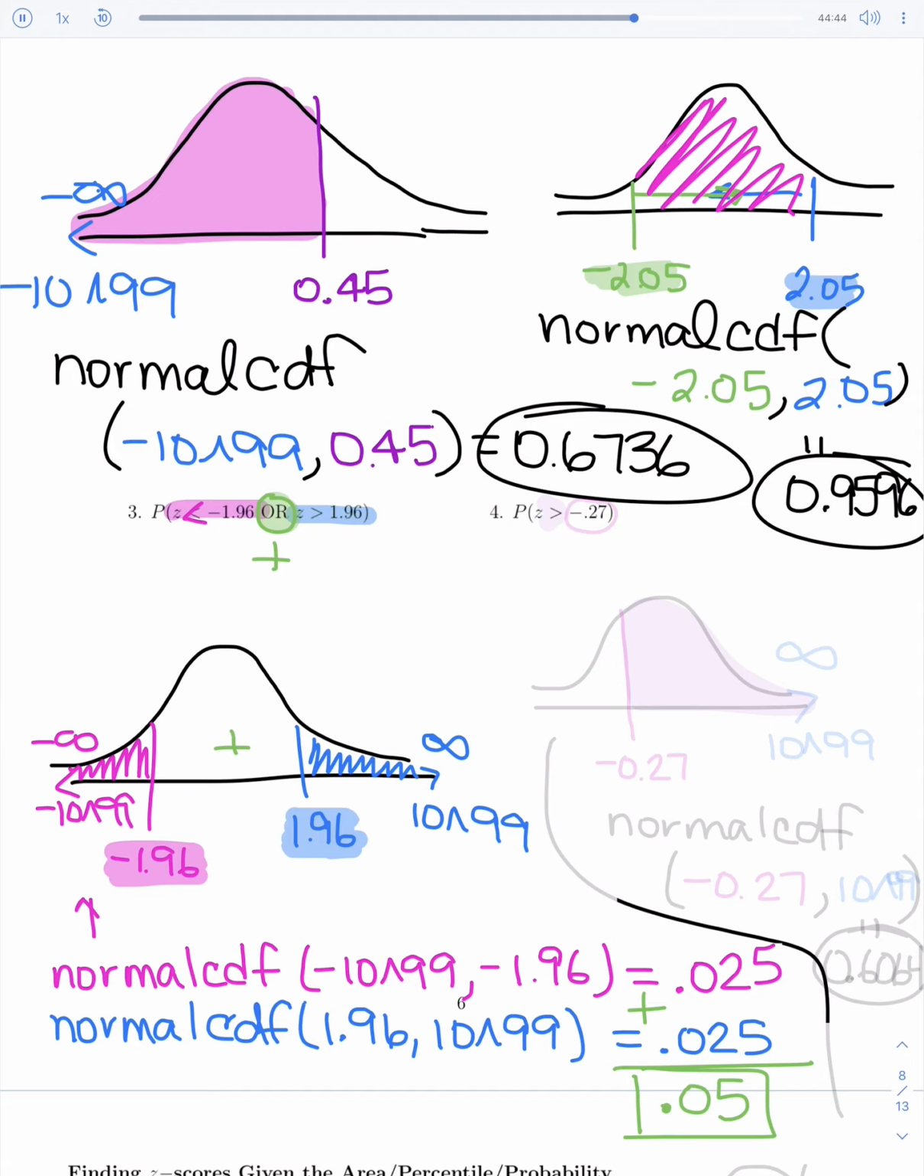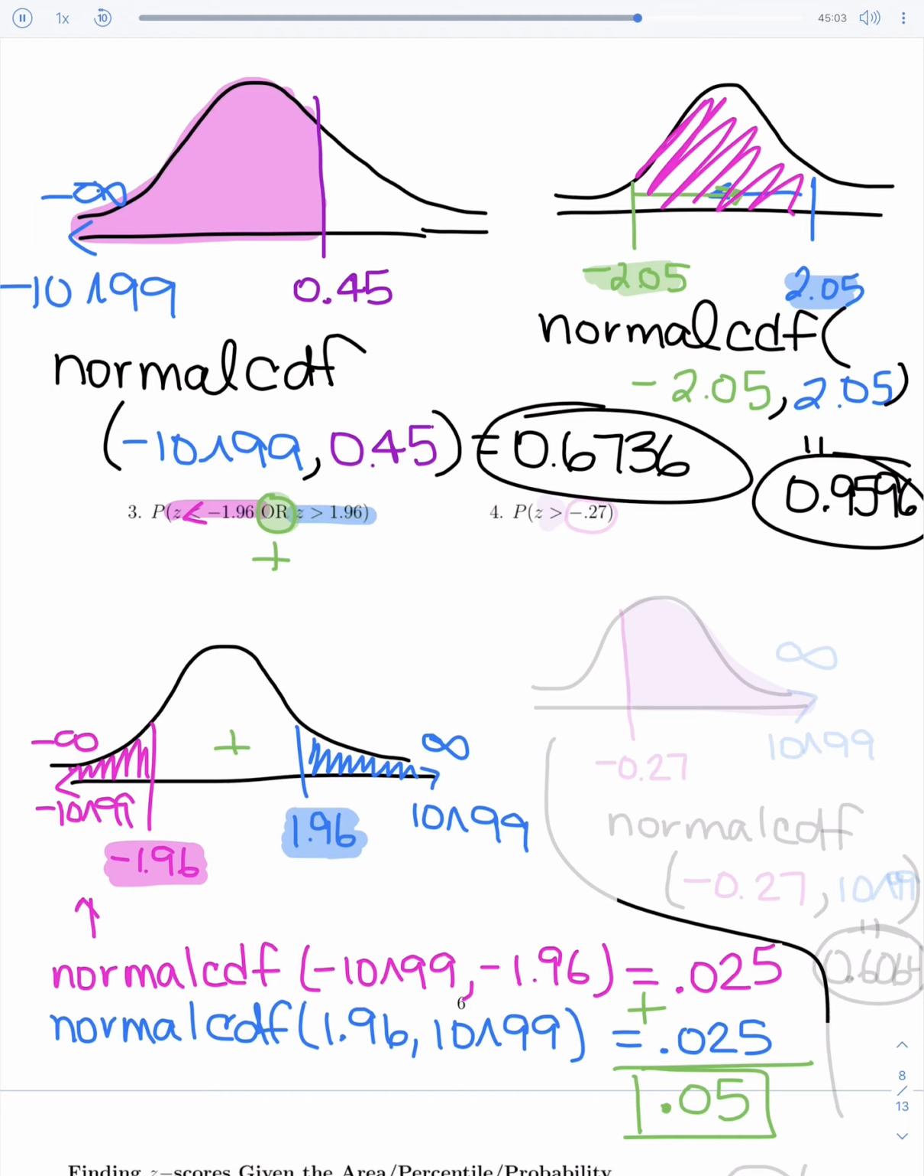So the only time you have to really worry about doing a little bit of math is if you have two ends. Then you have to find each and add them up if they're different. If they're the same, you can just find one and multiply it by 2. Last one, let's take a look at problem 4.